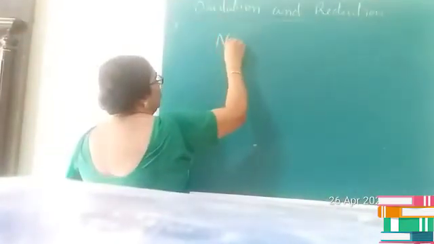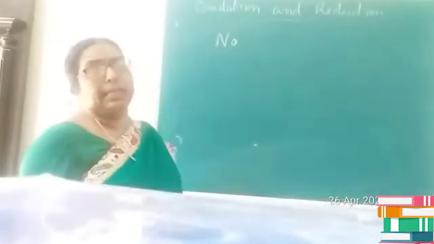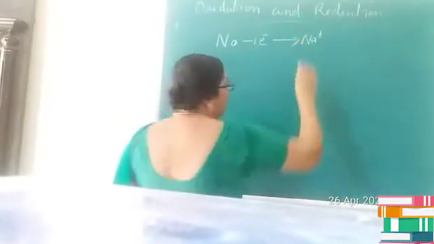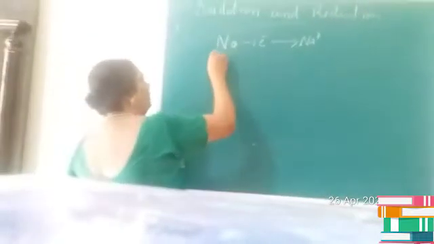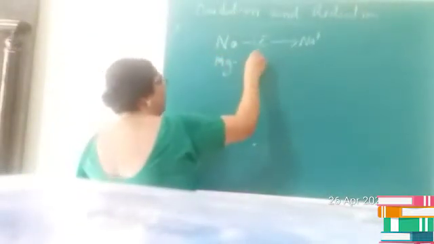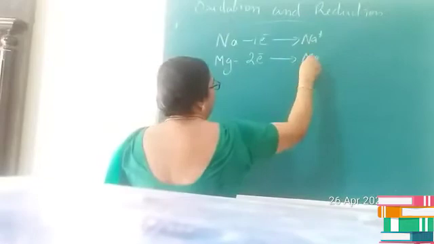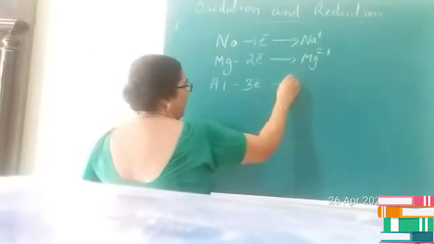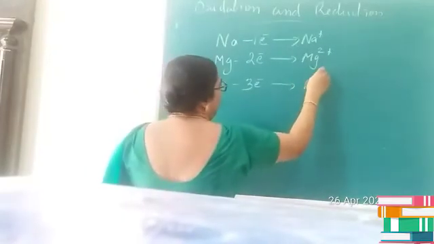Good morning, children. Let us continue our class about oxidation and reduction with another definition, that is in terms of electrons. For example, if you consider elements like sodium, in order to attain stability it has to lose one electron. So sodium loses one electron and forms Na+. Or if you consider magnesium, magnesium generally loses two electrons and produces Mg2+. Or if you consider aluminium, it generally loses 3 electrons and produces Al+3.